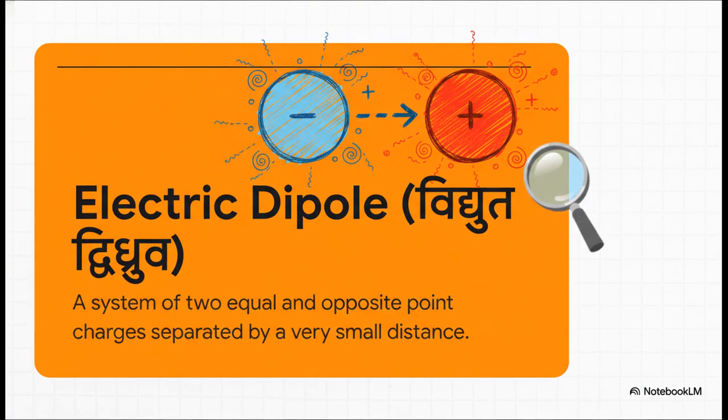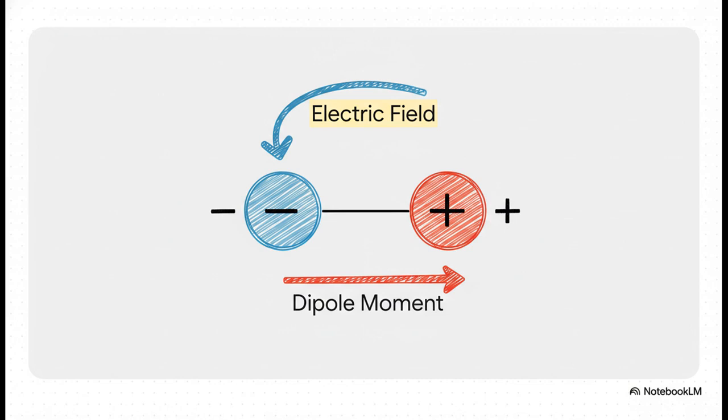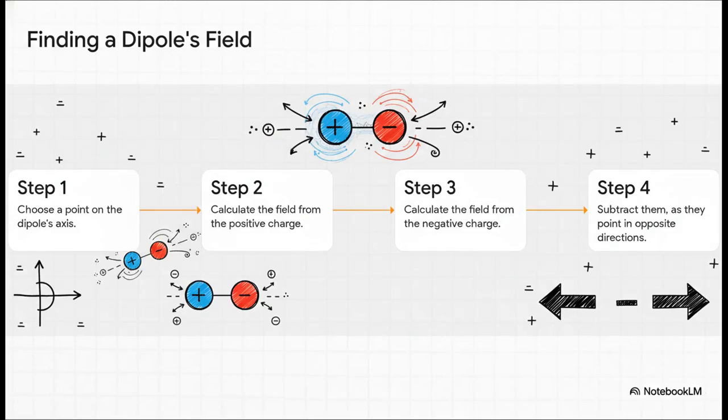Now, what happens when two opposite charges get really close? They form a little team called a dipole. And here's a common trip-up. The electric field and the dipole moment point in opposite directions. Finding the dipole's total field is actually pretty straightforward. It's just a simple logical process.